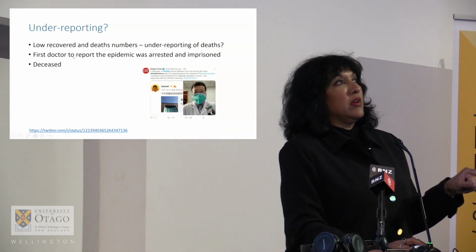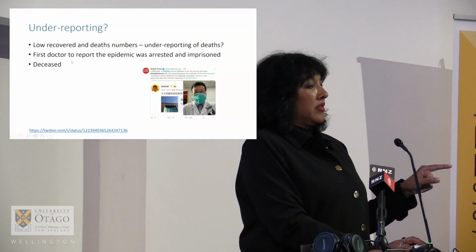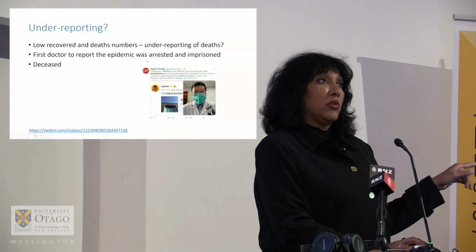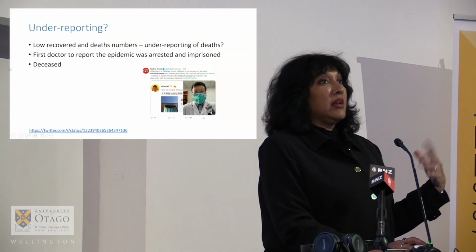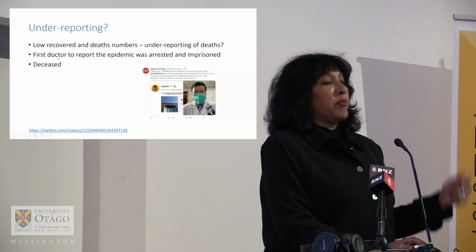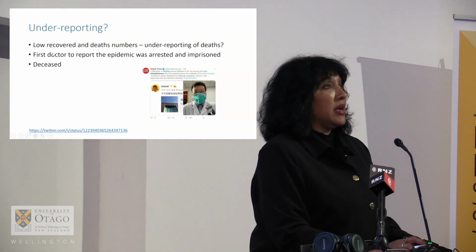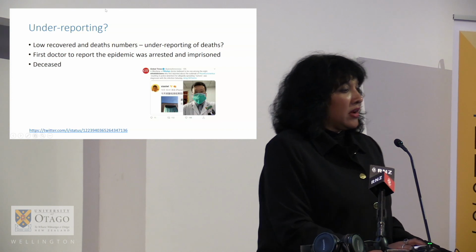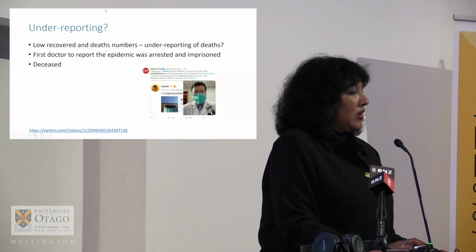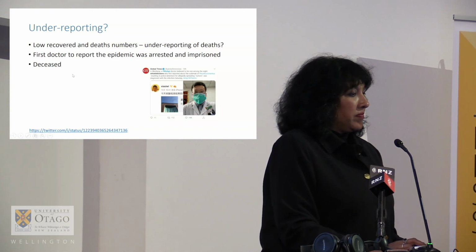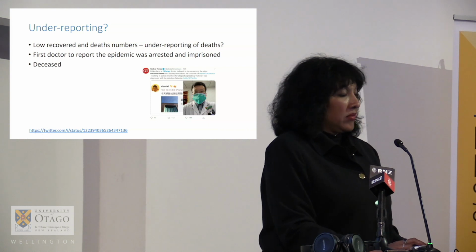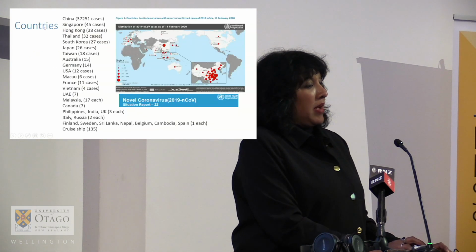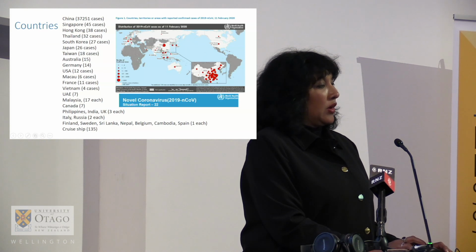So the first doctor in Wuhan to report the epidemic was arrested and imprisoned initially by the local authorities. He was later released and he actually got infected. He was an ophthalmologist and unfortunately he passed away last week, which caused a lot of consternation and grief in China. And it's worth reading up about him, Dr. Li Wenliang. So this just shows the map from WHO of where the cases are globally and the number of cases.